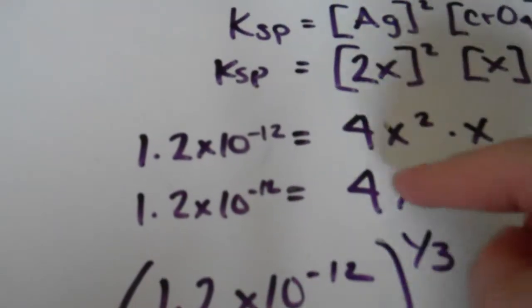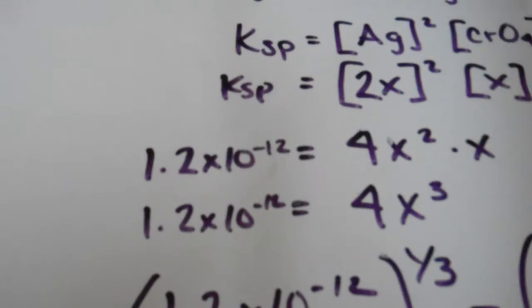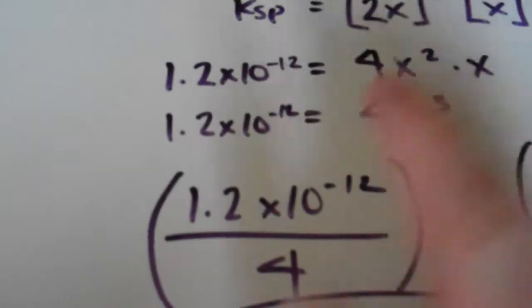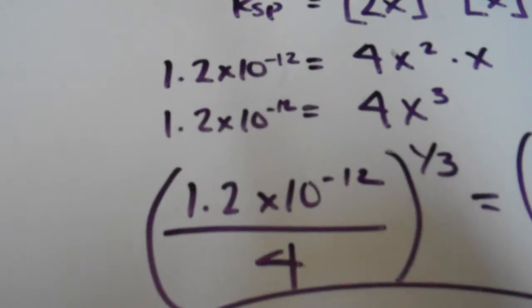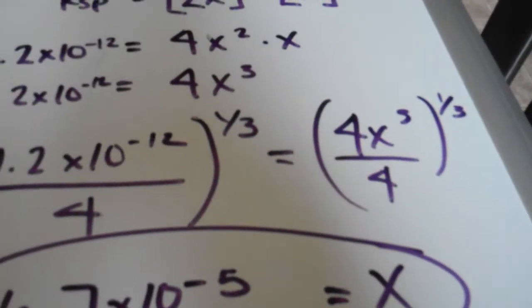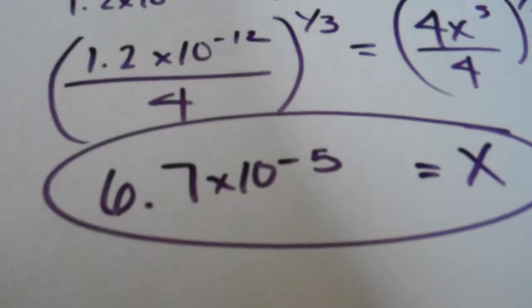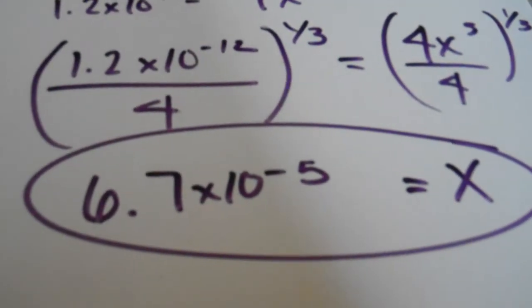So to solve this problem, we'll divide both sides by 4 and raise it to the 1/3 power to cancel out that cube. So you'll have 1.2 times 10 to the negative 12 divided by 4, raised to the 1/3. To do that 1/3, you'll hit the caret, parentheses, 1/3, and this will be your final answer: 6.7 times 10 to the negative 5th.